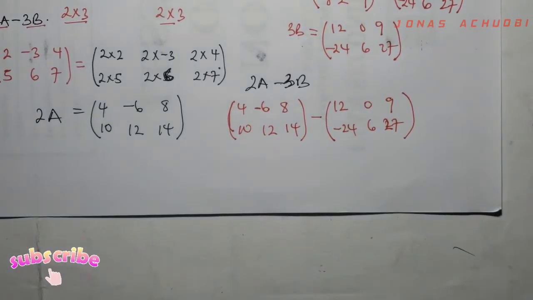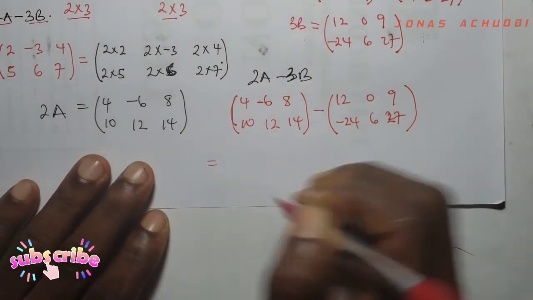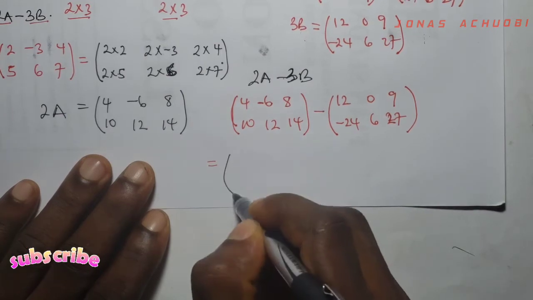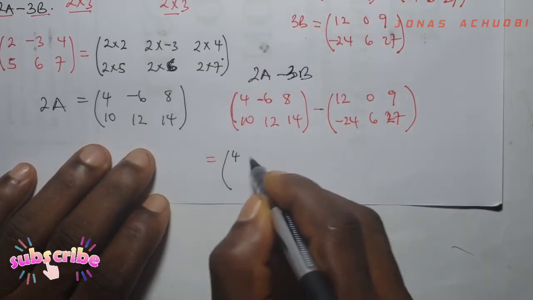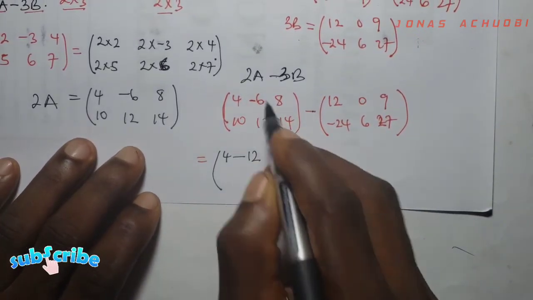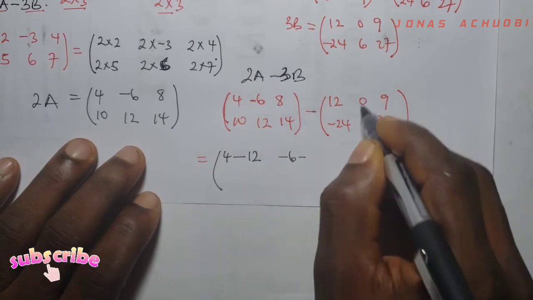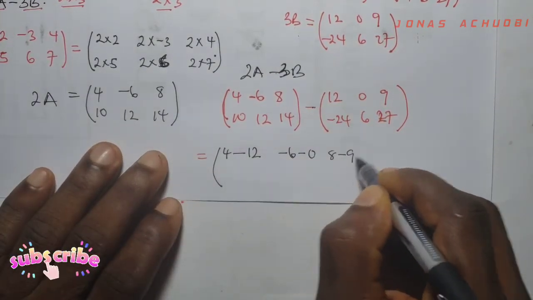So how do we perform matrix subtraction? We perform it entry-wise. So this is equal to, corresponding entries. The first entry here is 4, so 4 minus, the first entry here is 12. Corresponding entries. The second one is negative 6 minus 0. The third one is 8 minus 9.